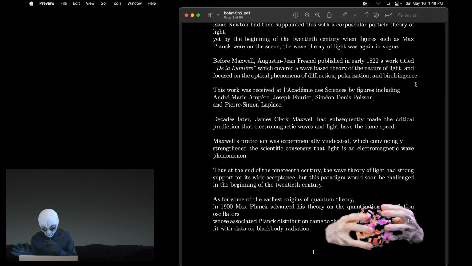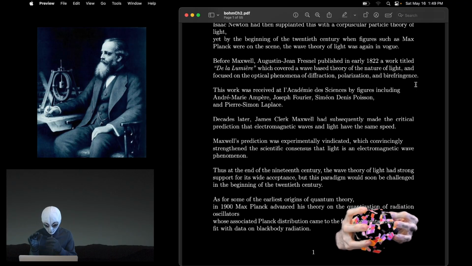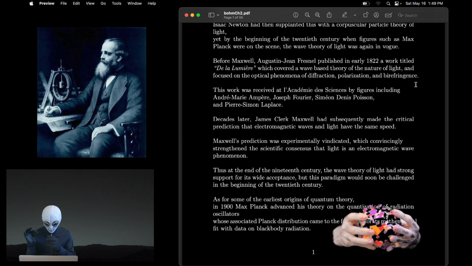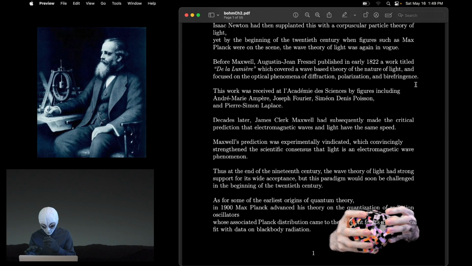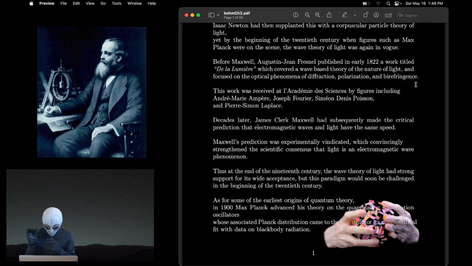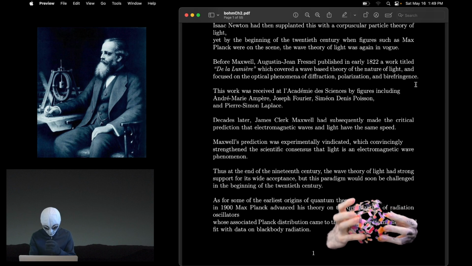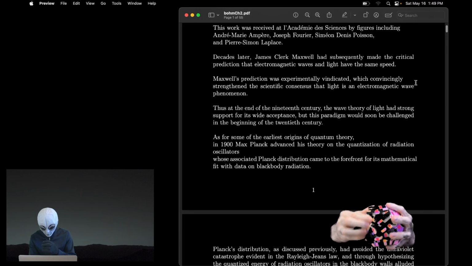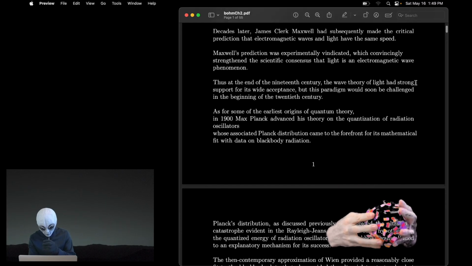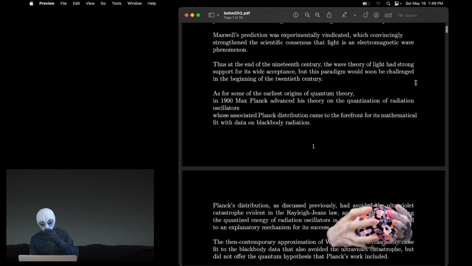Decades later, James Clerk Maxwell had subsequently made the critical prediction that electromagnetic waves and light have the same speed. Maxwell's prediction was experimentally vindicated, which convincingly strengthened the scientific consensus that light is an electromagnetic wave phenomenon. Thus, at the end of the 19th century, the wave theory of light had strong support for its wide acceptance, but this paradigm would soon be challenged in the beginning of the 20th century.